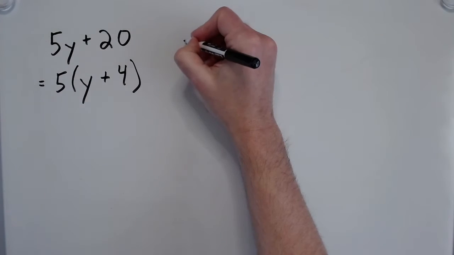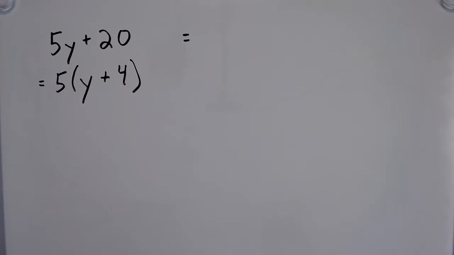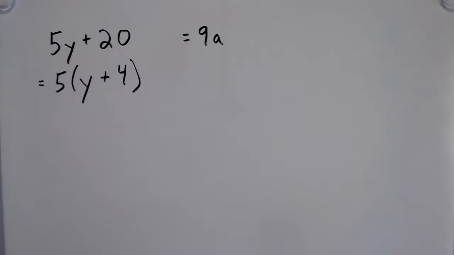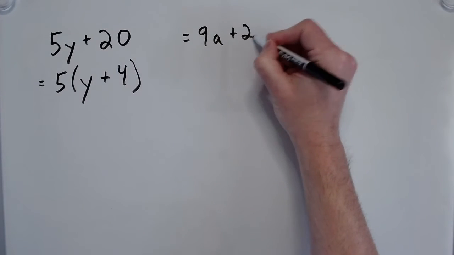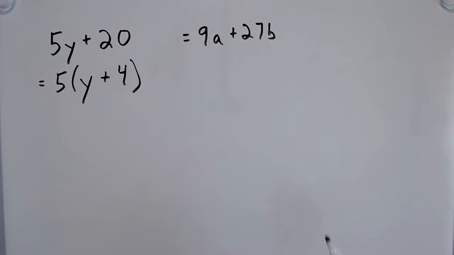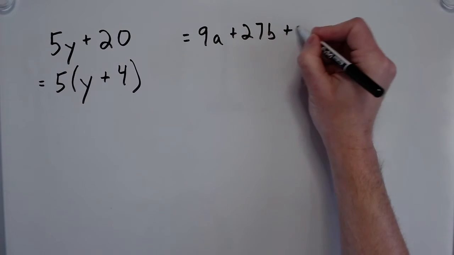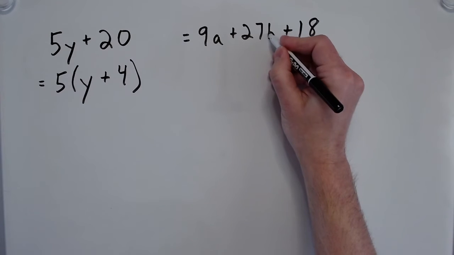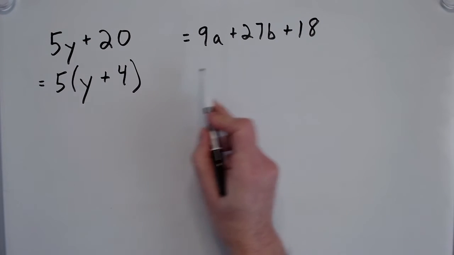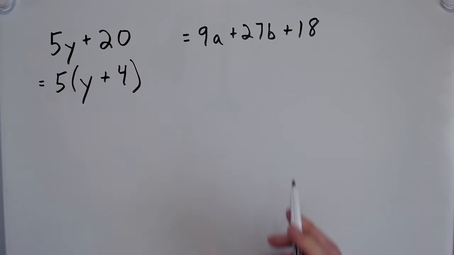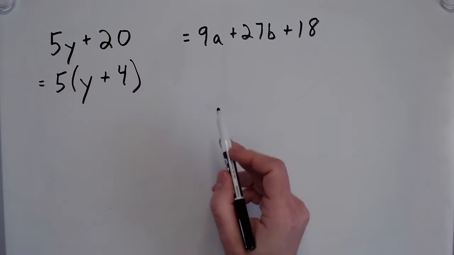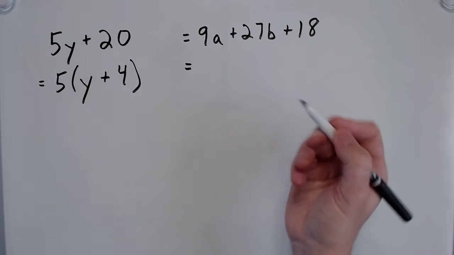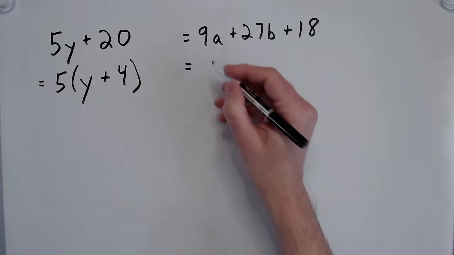Very similar. We'll say 9a plus 27b plus 18. Now, does anything stand out here? Let's fix that b. Does anything stand out here that looks like a common factor to all three of these? In this case, it would be the 9. So I'm going to pull the 9 out. I'm going to factor the 9 out of these three things.